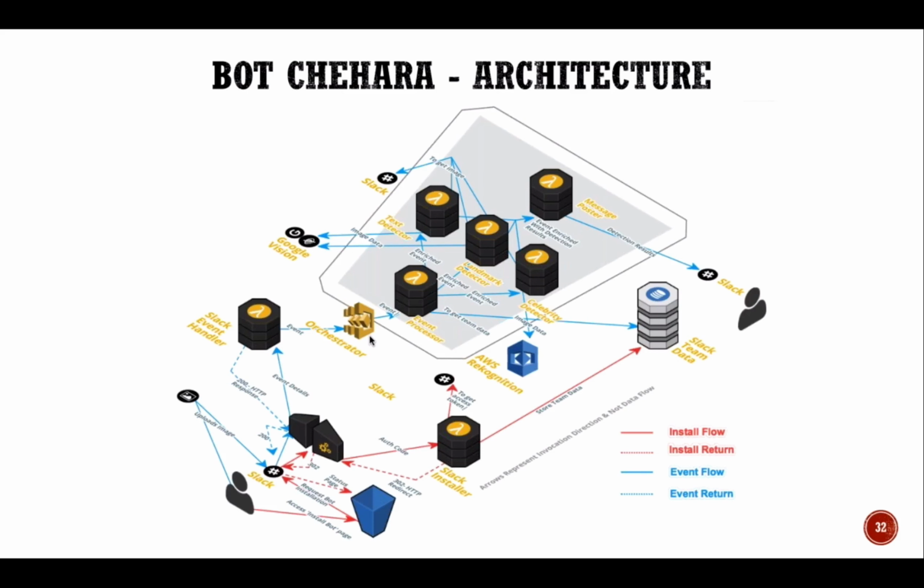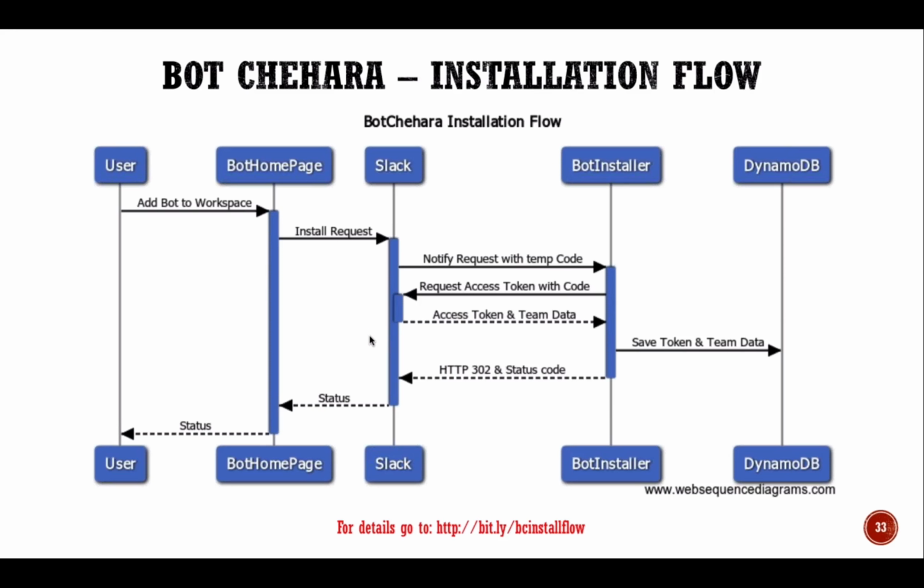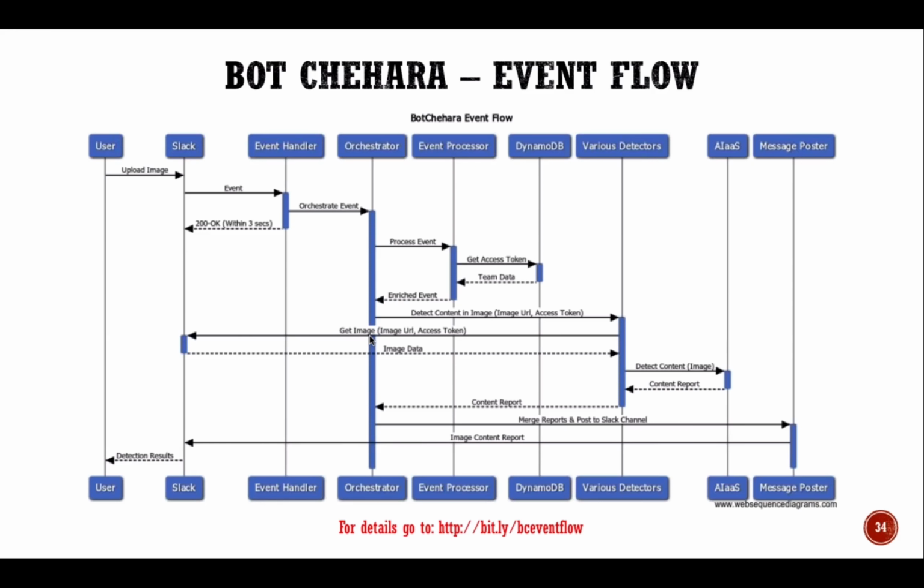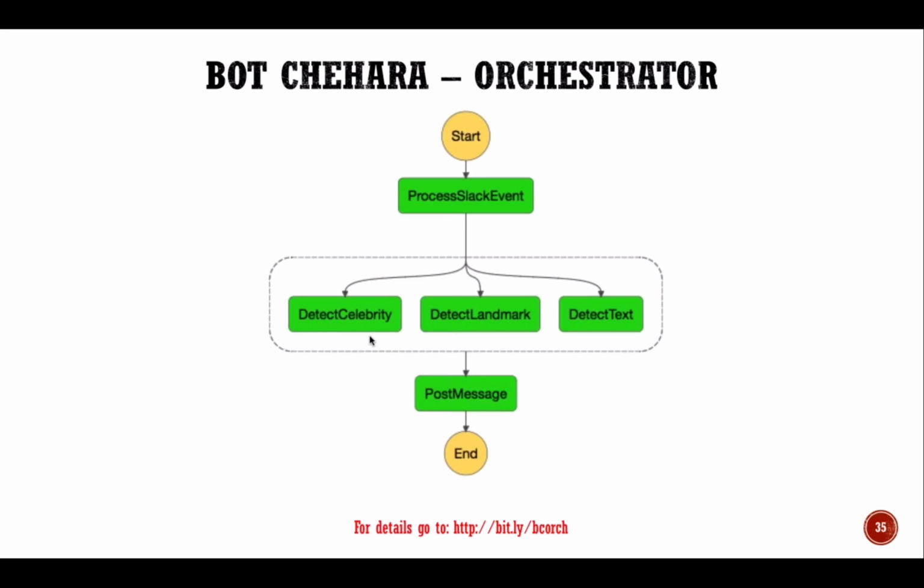Slack then forwards that to your channel on Slack. So that is a high-level architecture. This is basically what I just discussed, the installation flow here, and then there is the event flow that I discussed. So there are links there which will take you directly to the web page where you can find more details about it. This slide here is basically the step function.